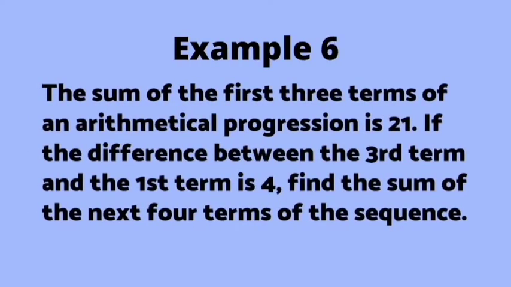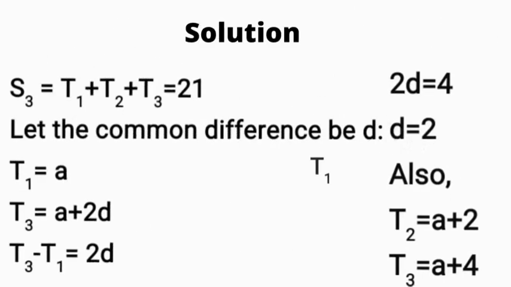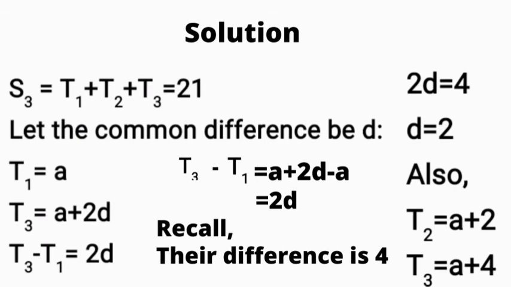Example 6. The sum of the first three terms of an arithmetical progression is 21. If the difference between the third term and the first term is 4, find the sum of the next 4 terms of the sequence. Solution. The sum of these 3 terms, T1 plus T2 plus T3, is 21.